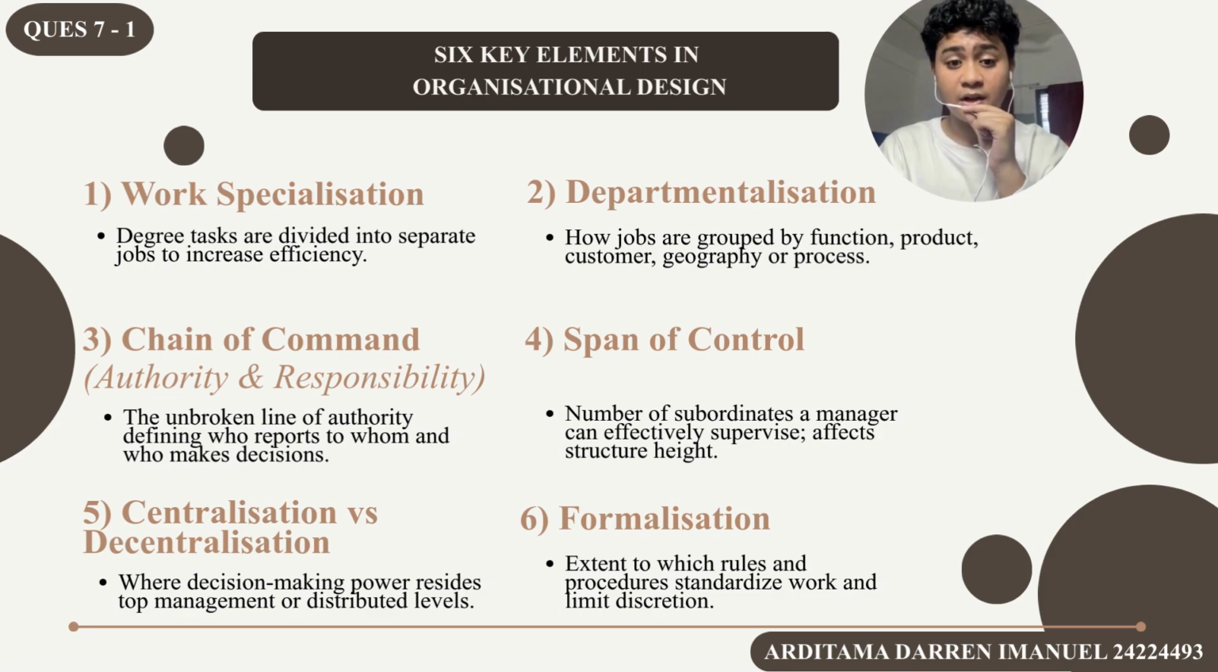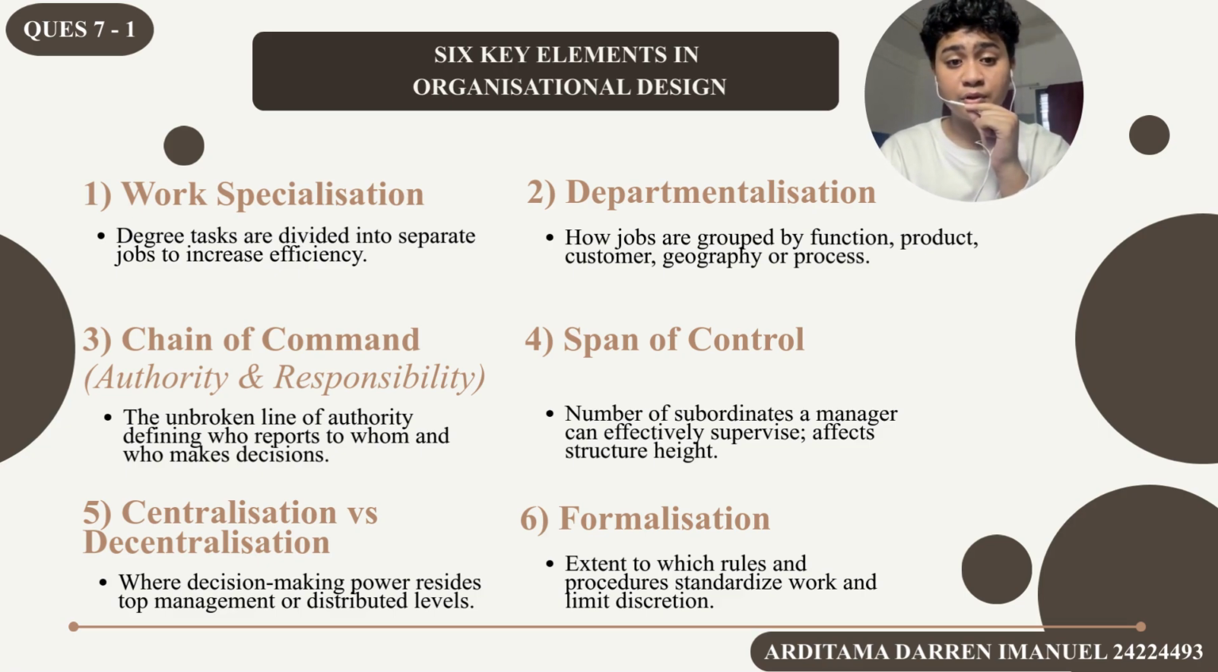This is how jobs are grouped after work is divided, such as by function, product, customer, or location. The goal is better coordination and accountability. For example, a technology company may separate teams into smartphone and laptop divisions, so each product line can focus on its own performance. Third is chain of command.